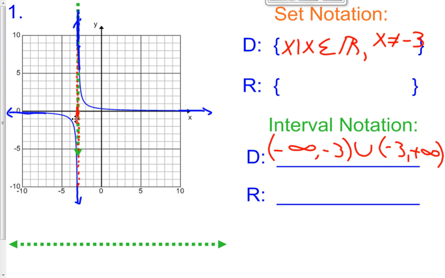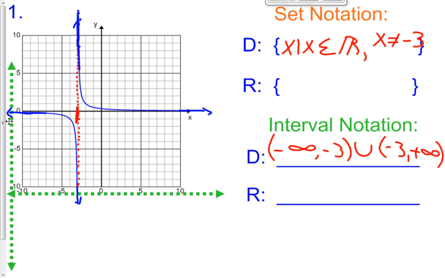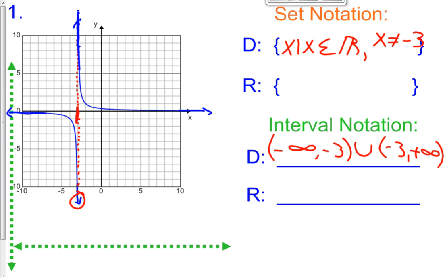So now let's do the exact same thing for our y values. Once I get rid of this asymptote, there we go. Our y values go from the bottom up. So this arrow, this blue one right here, it goes all the way down to negative infinity. So that's where it starts.